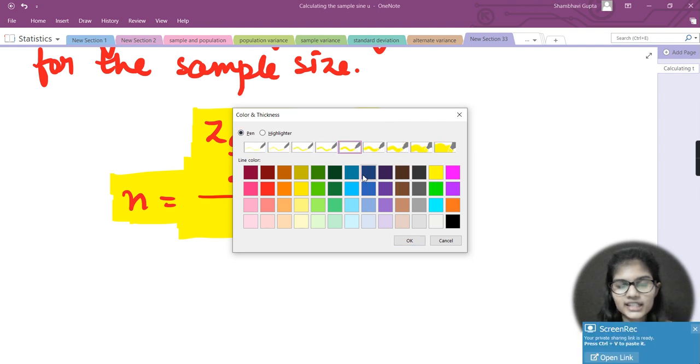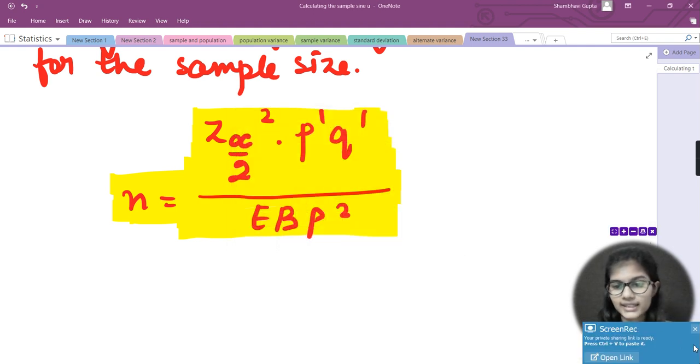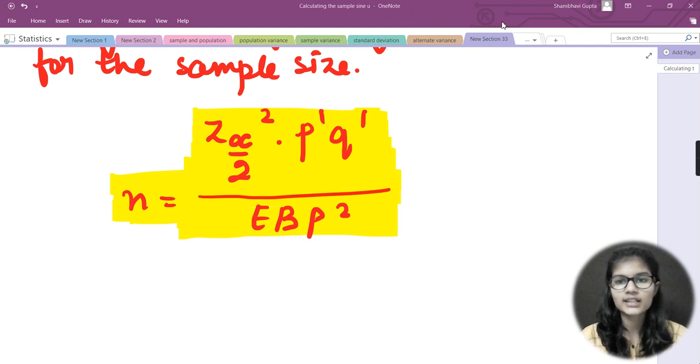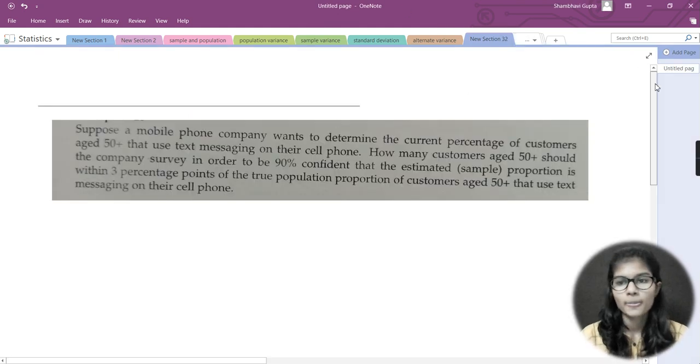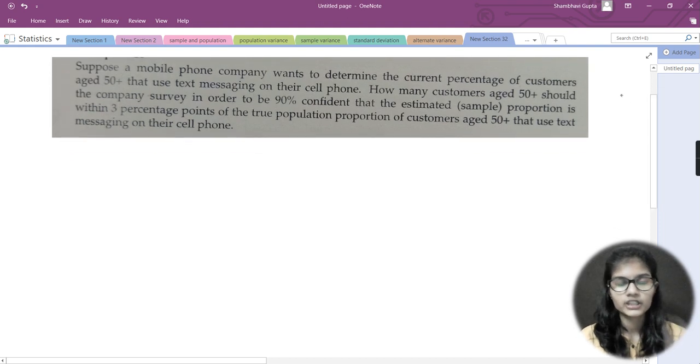Now I'll take you towards one question as an example, and it is a very nice example. Let me show you the question here itself. This is the question that we are going to deal with.